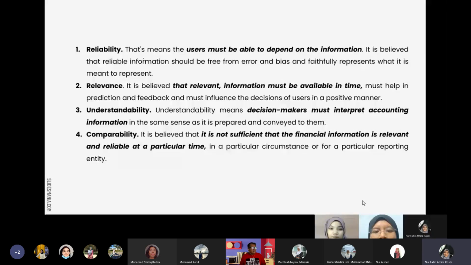It is believed that it is not sufficient that the financial information is relevant and reliable at a particular time, in a particular circumstance, or for a particular reporting entity.